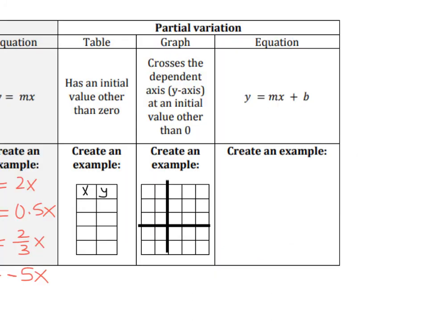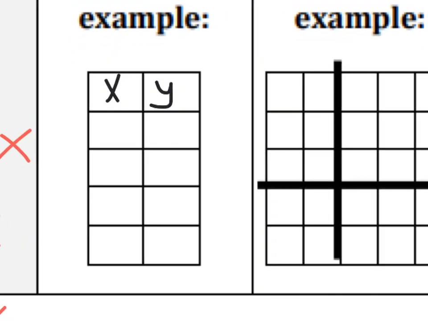If we were talking about a partial variation and we were focusing on a table of values, you would be looking for something that has an initial value other than 0. So it could be any number, any value, it would not be 0. So if we had to come up with our own table as an example, you might see something that looks like this. The starting x value is 0, but the initial value of y that corresponds to that might be something completely different. And then you could fill in the rest with anything else.